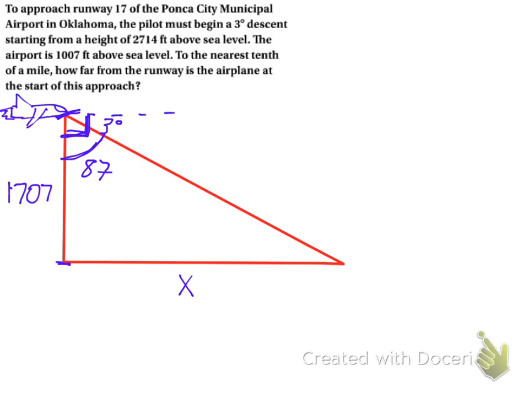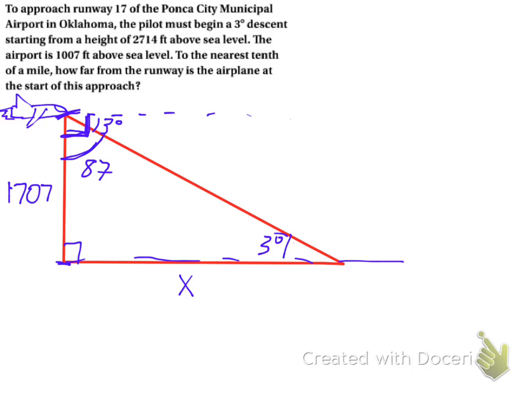Another thing that I can know is that this 3 degrees, the horizontal right here and right here are parallel to each other. This is a transversal cutting them, and so then these are alternate interior angles here and here, and so this is going to be 3 degrees as well. And so then I can do it either way. I can use 87 or 3.